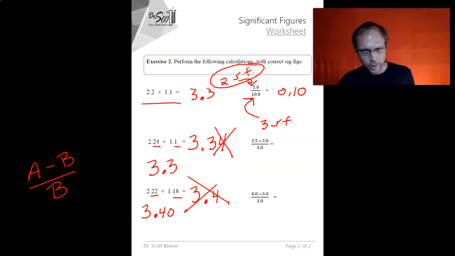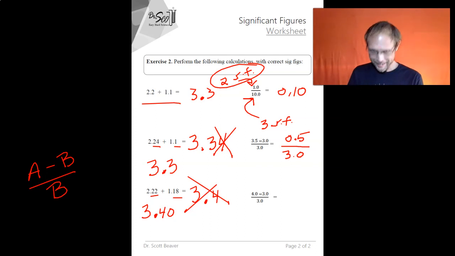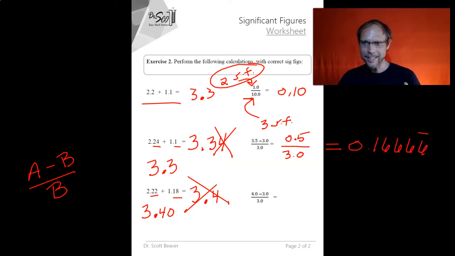So we've got to do the subtraction first in the numerator. 3.5 minus 3.0 is 0.5. And note that 0.5 has 1 sig fig. And we're going to divide that by 3.0. So if you haven't done it yet, get out your calculator. I'm going to get out my calculator. And let's type it into the calculator here. 0.5 divided by 3. You can type in 0.0 if you want. And what you're going to get out of the calculator is something like 0.1666666. It's actually what's called a repeating 6.